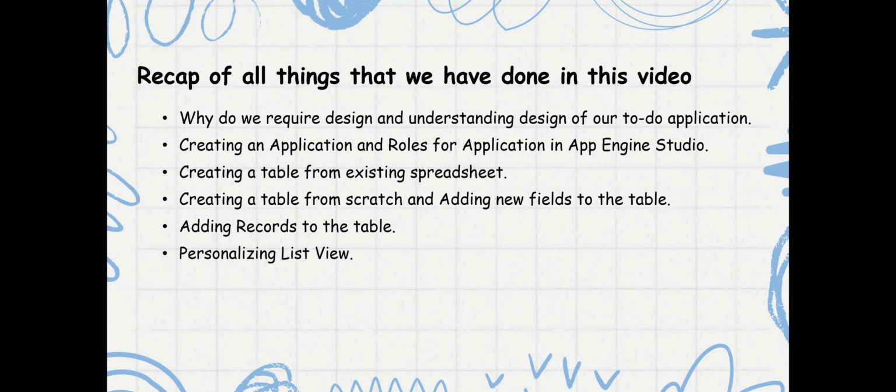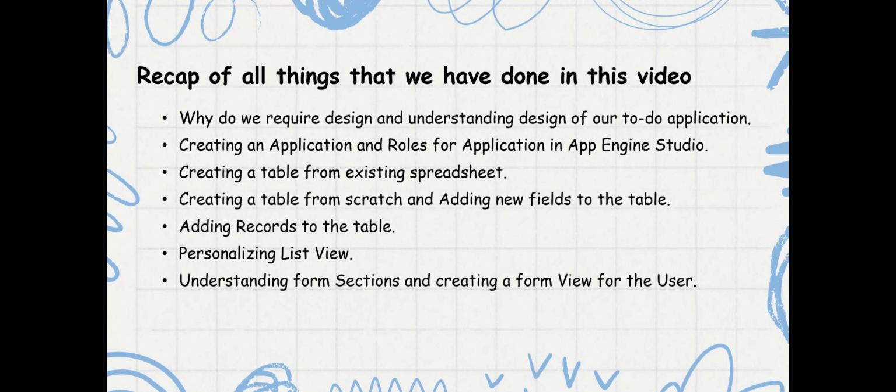Next, we have added some records to the table and tested whether the records are getting updated or not. Next, we have personalized the list view of our table. Next, we understood how to customize forms using form sections, and we have created a view for the user using the form customization.